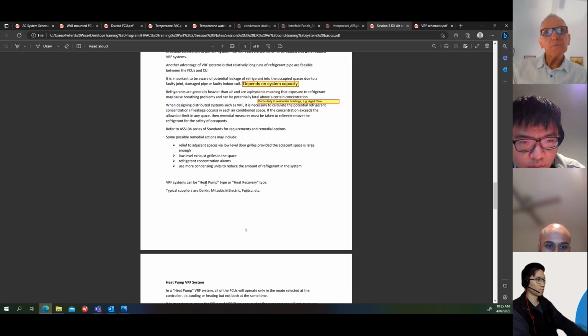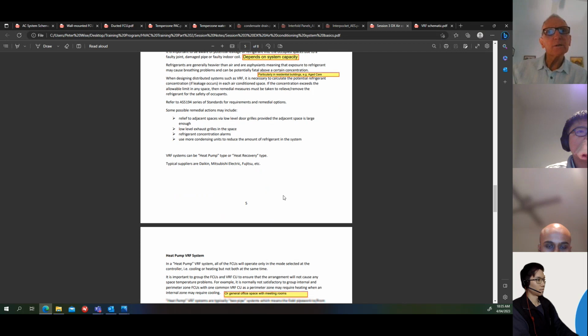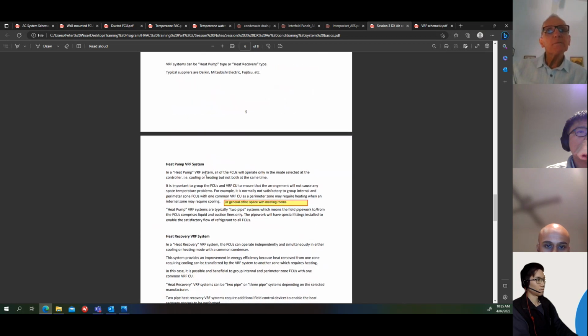The VRF systems can be heat pump type or heat recovery type. Typical suppliers, Daikin, Mitsubishi, Fujitsu, there's a few others as well, as you're probably well aware. The heat pump VRF system, in this one, all of the fan coil units operate only in the mode selected at the controller. So it's either cooling or heating, but not both at the same time.